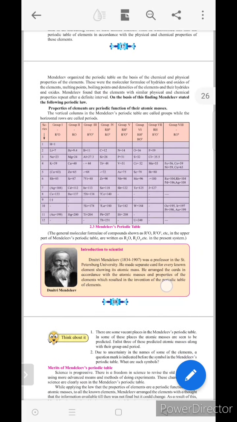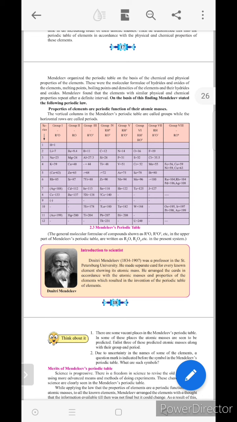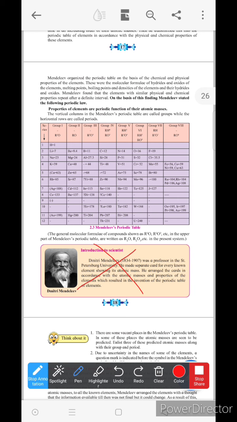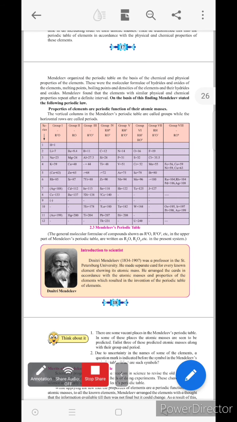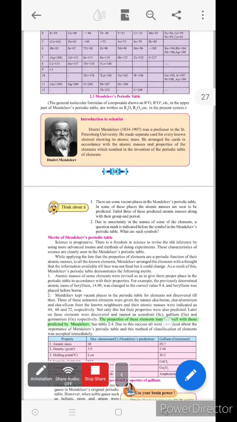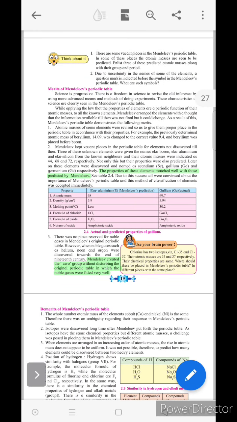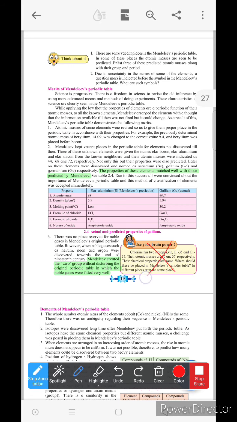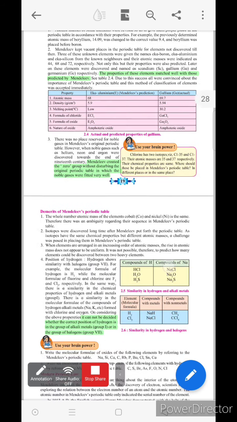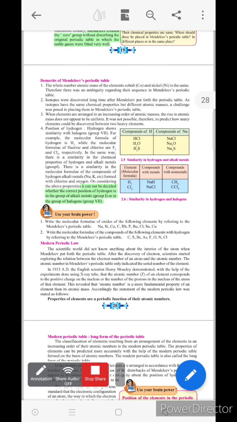Page number 18. On page number 18, the topic Introduction to Scientist at the bottom of the page is removed. Now we will move on to page number 19. On page number 19, again at the bottom of this page, a yellow color box is there, Use your brain power. The topic is removed from your syllabus for 2020-21. Now we will move on to the next page. Page number 20, there is no reduction.